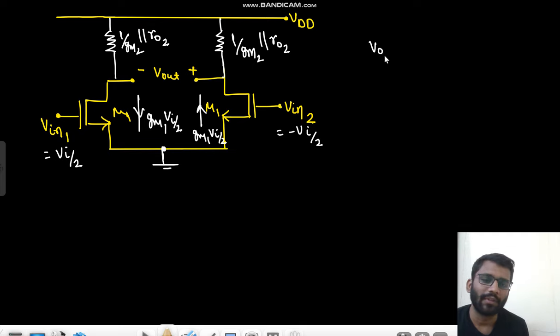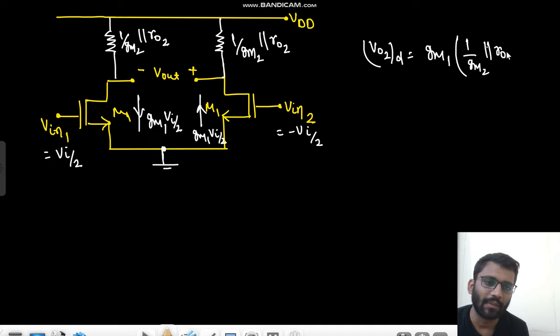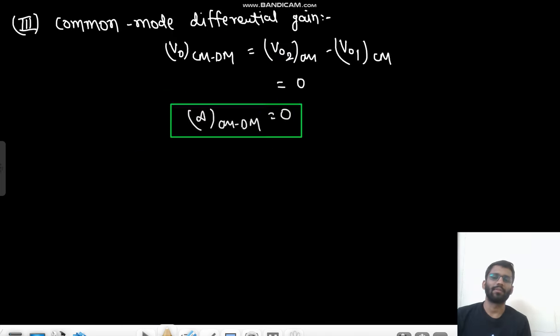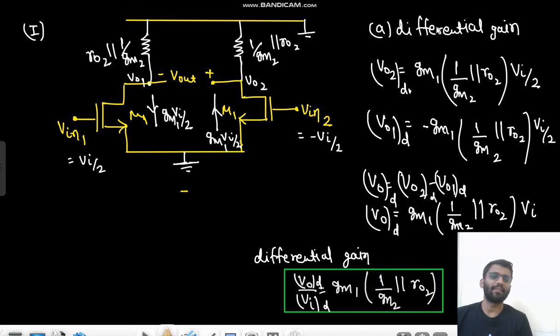What is your V0 differential output? That would be GM1 upon GM2 parallel with R02. I guess I don't need to explain it again and again, because this is the same as before, right? The same circuit is drawn now. This is the same circuit with the same analysis that will go. I guess I can copy it only. I will try to copy it only.